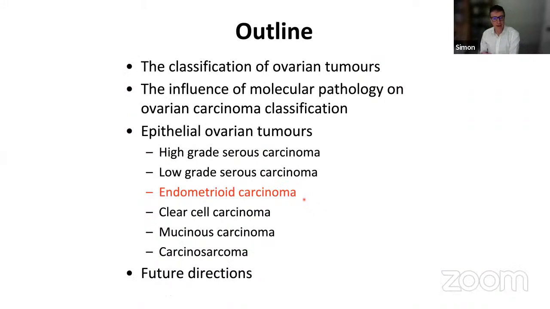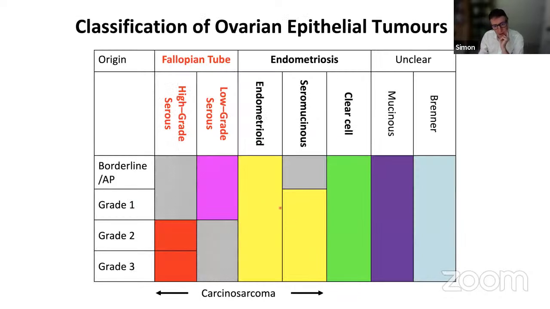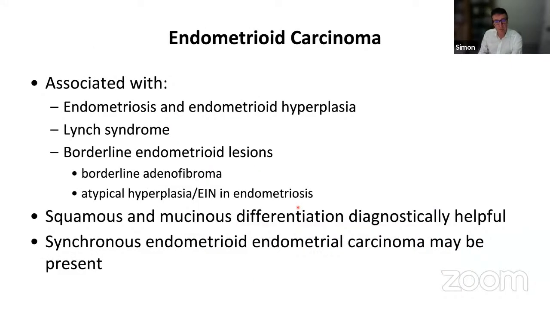Okay, moving on then to endometrioid carcinoma. And here we are again with this figure showing endometrioid carcinoma as one of the endometriosis-associated tumors, with seromucinous carcinomas now being subsumed into the endometrioid category. You'll all be aware that endometrioid carcinoma is associated with endometriosis, endometrioid hyperplasia, in some cases Lynch syndrome, and I'll make a comment or two about that in a minute.